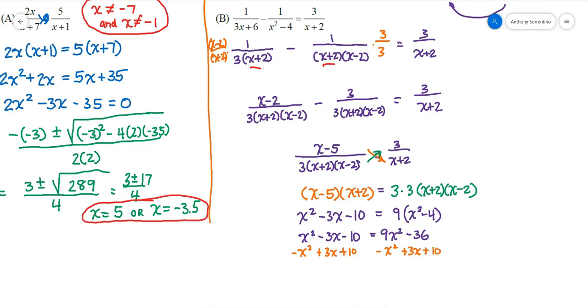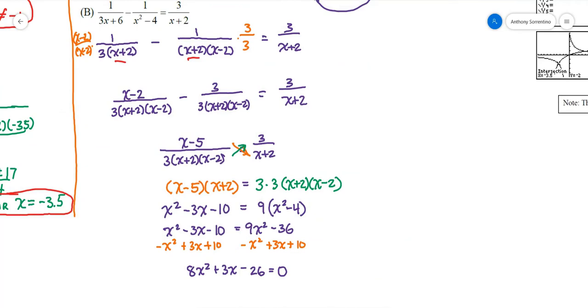And what that's going to do for me is, now I'm going to rewrite everything on the left-hand side with the x's. I'm going to have 8x squared plus 3x minus 26. And that's set equal to 0.